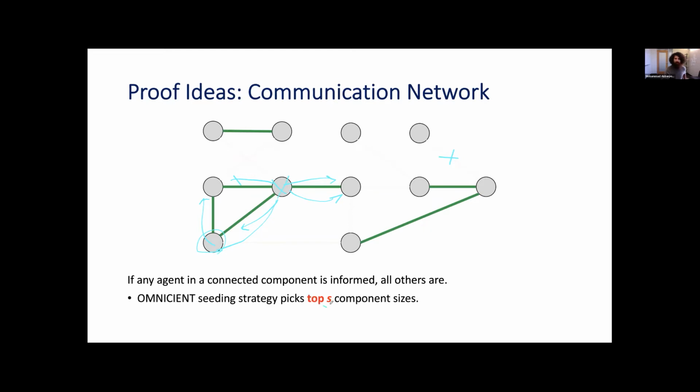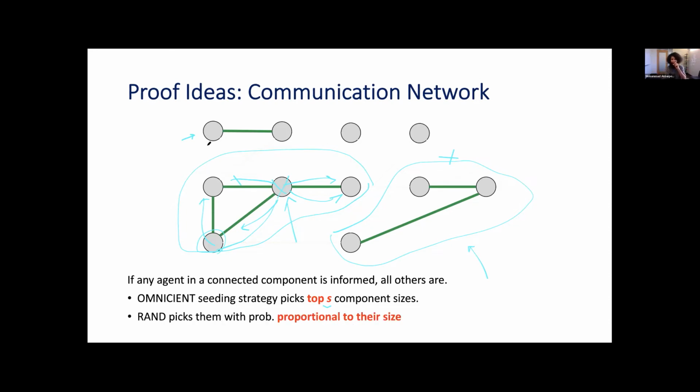Cool. That's why if I give S seeds to the omniscient, omniscient is going to put one of the seeds in this largest connected component. But omniscient is pretty smart. He's going to put the second one here. Omniscient exactly observes this network. That's the definition of omniscient: someone who knows who is going to talk to whom. The second one here, the third one here. So omniscient very carefully picks the top S largest connected components of this new network.